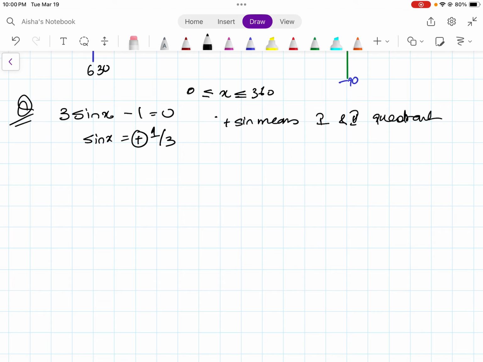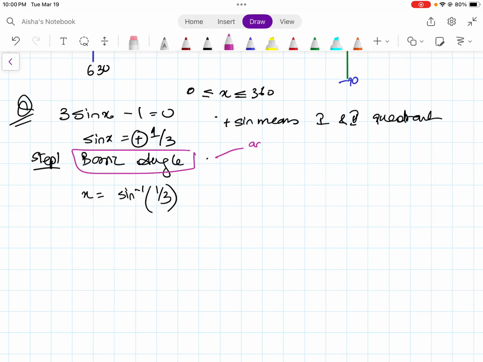So step 1 is the basic angle. What is the basic angle? You find it out by doing sine inverse 1 upon 3. Basic angle is always acute, and it is always positive. Okay? So sine inverse 1 upon 3 will give me alpha as 19.5 degrees.